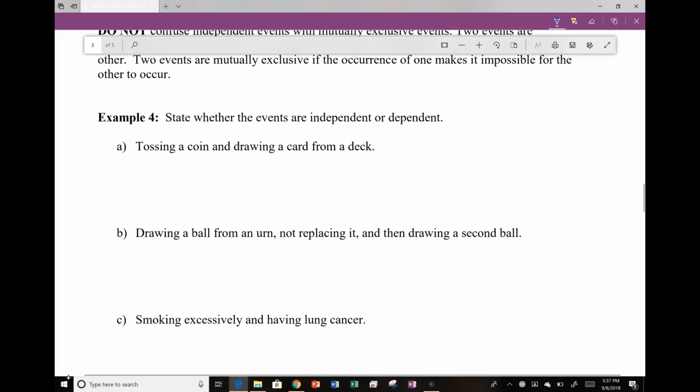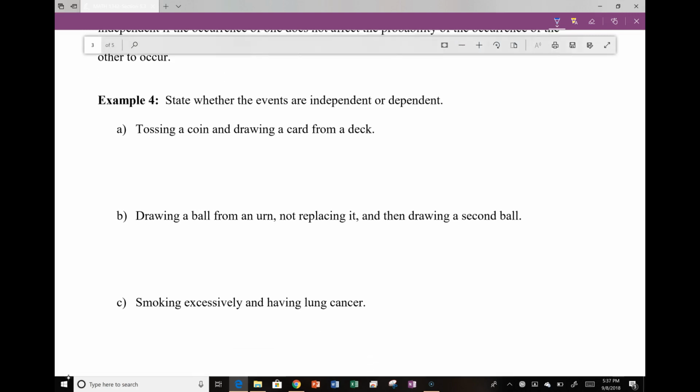So let's look at independent versus dependent. We want to toss a coin, and then we want to draw a card from a deck. Does what happened with the coin affect what happens with the deck of cards? No, they're two separate items even. So these items would be independent.